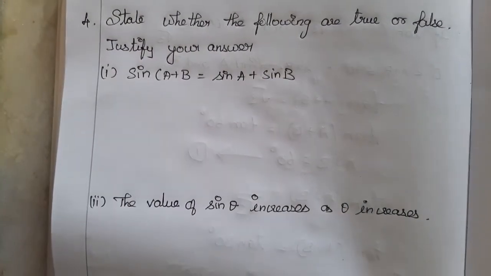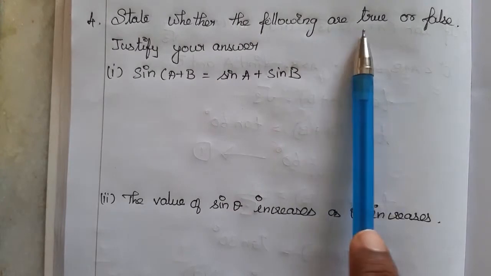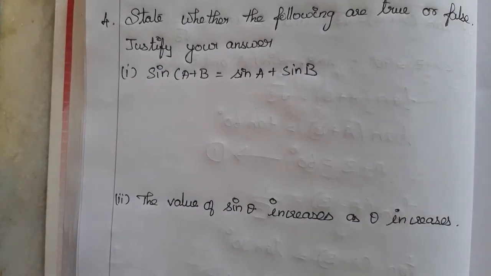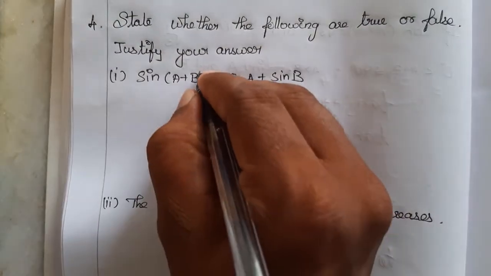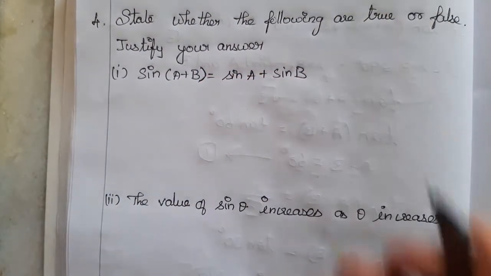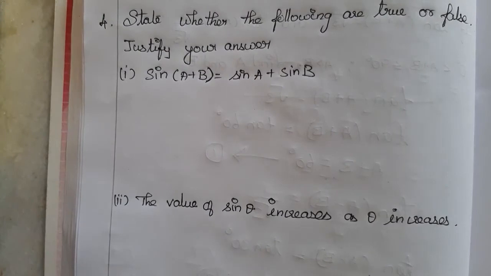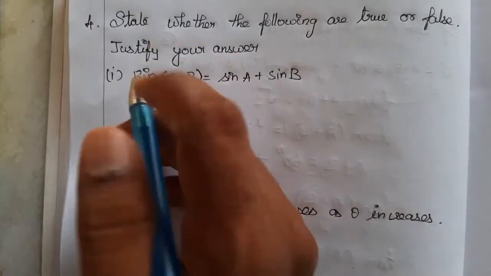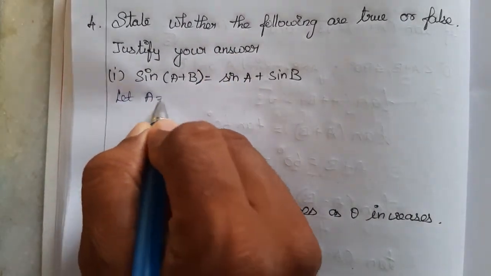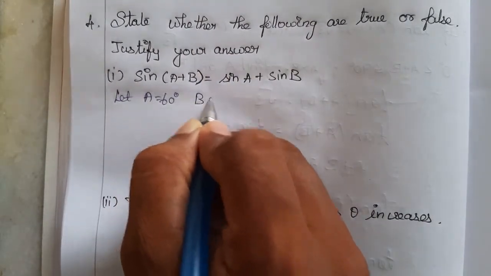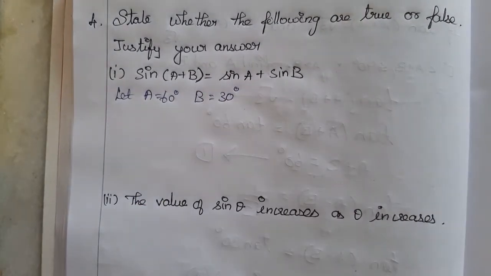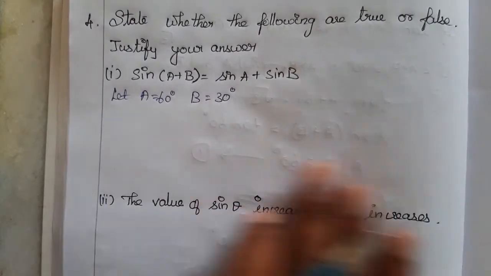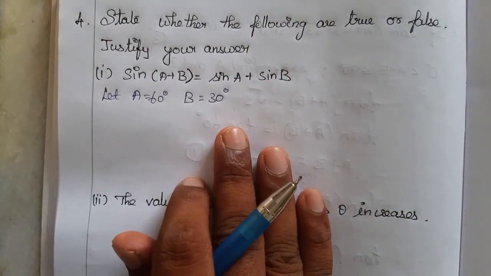So here we go for the final problem. State whether the following are true or false and justify your answer, as we looked at in the previous section. Sin(a plus b) is equal to sin a plus sin b. Is it true or false? We can do this by assuming any angles. Let me assume a is equal to 60 degree and b is equal to 30 degree. You can try with any special angles. We know 0, 30 degree, 45 degree, 60 degree and 90 degree. I am just trying with 60 and 30.